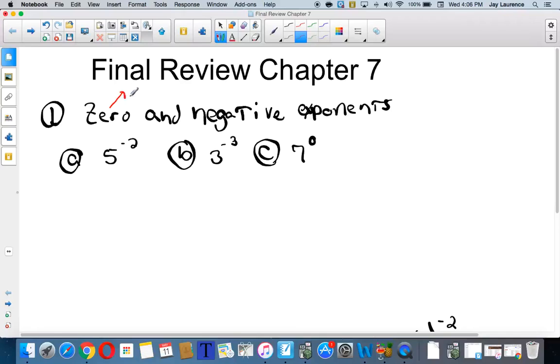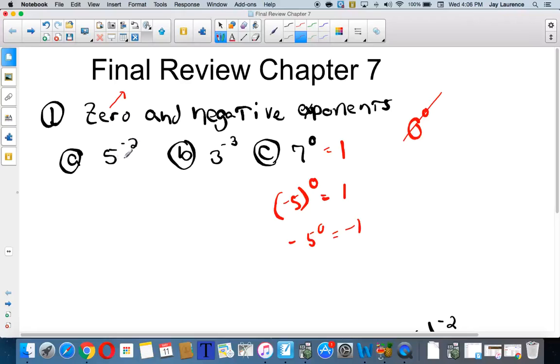Any non-zero number raised to the 0 power equals 1. So you see problem C here, 7 to the 0 power, that is 1. Okay, negative 5 to the 0 power is going to be 1. Now, if I do negative 5 to the 0 power without parentheses, that's going to be negative 1, right? You gotta, because the parentheses matter. But it works for any non-zero number. So be careful. If I gave you 0 to the 0 power, this would be undefined. You cannot do that.